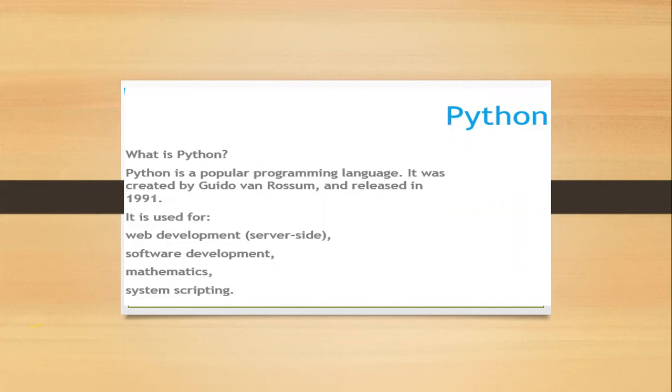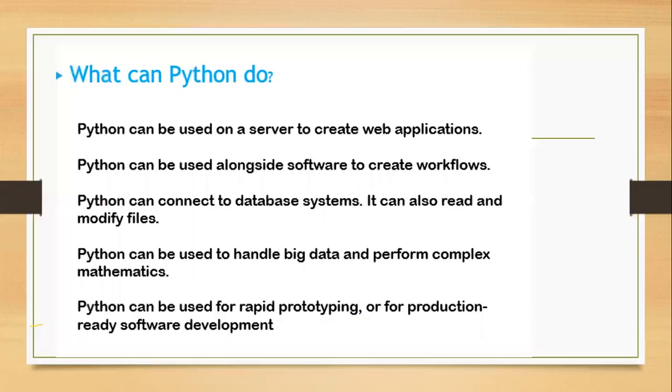As it is written, Python is a popular programming language. It was created by somebody called Guido van Rossum and released in 1991. So the first release of Python was in 1991. It is used for so many things. Other people use it for web development, software development, mathematics, script writing, data science, analysis, so many things.